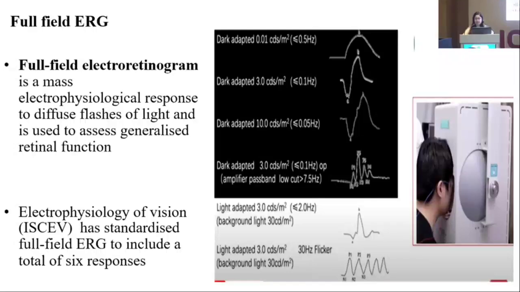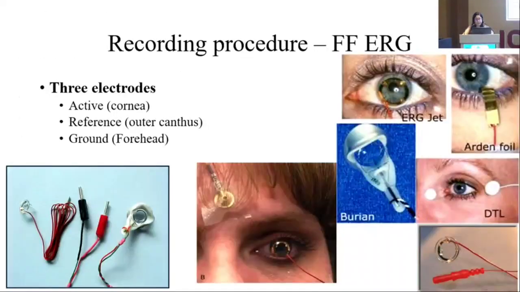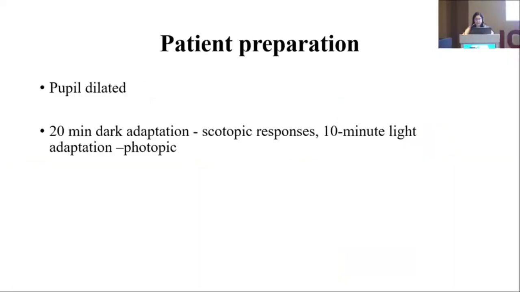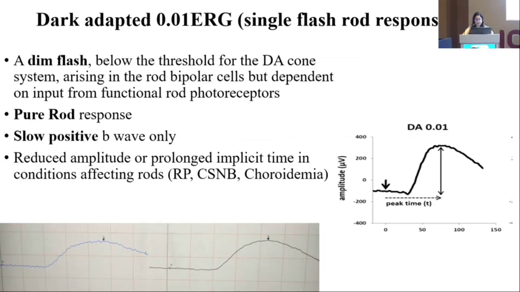Full field electroretinogram is a mass electrophysiological response to diffuse flashes of light, and it is used to assess generalized retinal function. ISCEV has standardized the full field ERG into a total of 6 responses. The first 4 are the dark responses, and the last 2 are the light responses. The 3 electrodes are: the active electrode placed at the cornea, the reference at the outer canthus, and the ground electrode at the forehead. Pupil is dilated. There is 20 minutes of dark adaptation for recording the scotopic responses and 10 minutes of light adaptation for recording the photopic responses.